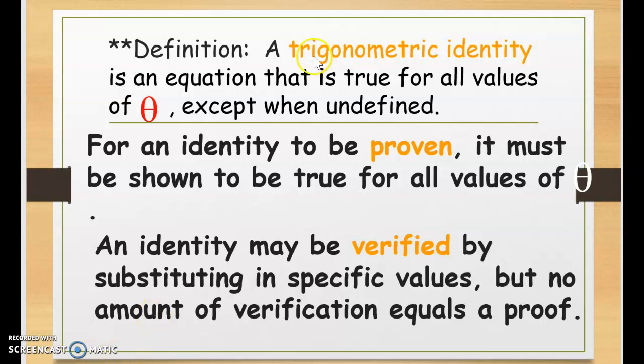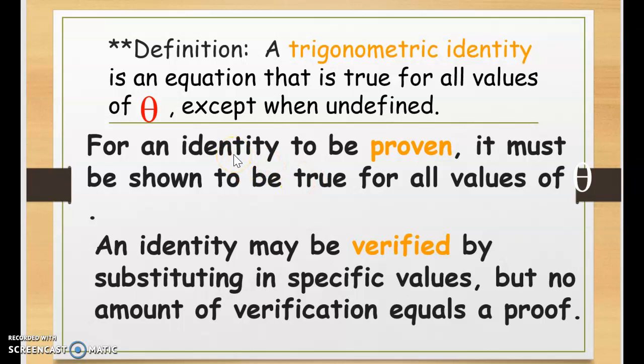The definition of a trigonometric identity is an equation, and keep in mind this is an equation that is true for all values of theta except when it's undefined. As we know, there are trig functions that have values of theta that are undefined. For example, tangent is undefined at negative pi over 2 and pi over 2. Secant, cosecant, cotangent all have vertical asymptotes, which means the domain is restricted for those particular functions. So in order for a trig identity to be true, it doesn't have to be true for all values of theta. It just has to fit into the domain of the functions that you're speaking of, okay?